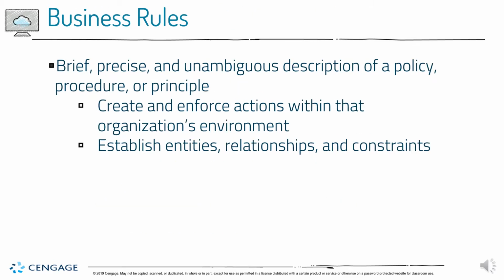From a database point of view, the collection of data becomes meaningful only when it reflects properly defined business rules. A business rule is a brief, precise, and unambiguous description of a policy, procedure, or principle within a specific organization. Business rules derive from a detailed description of an organization's operations and help to create and enforce actions within that organization's environment. Properly written business rules are used to define entities, attributes, relationships, and constraints.